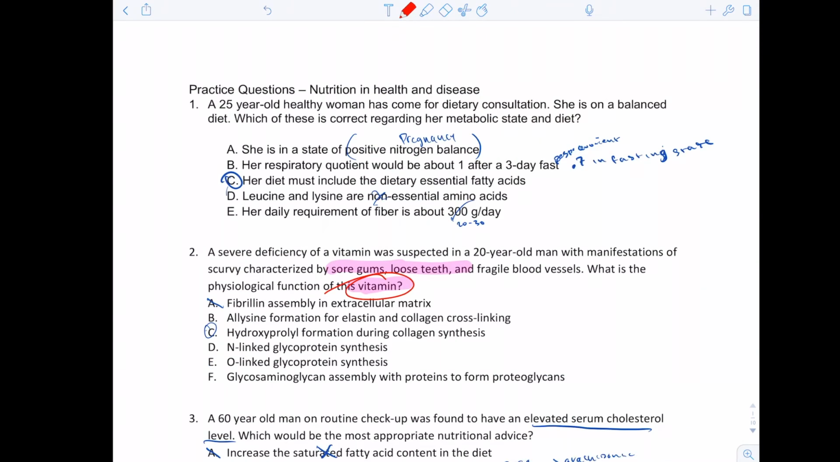When you are doing your questions and you know which one is right, they often tell you to reason out why the other answers are wrong, and you could start doing that, right? See, I'm like, her daily requirement of fiber is 300 grams a day.